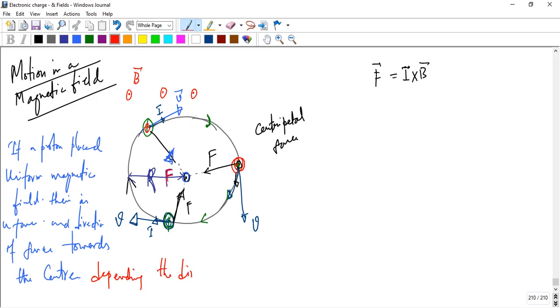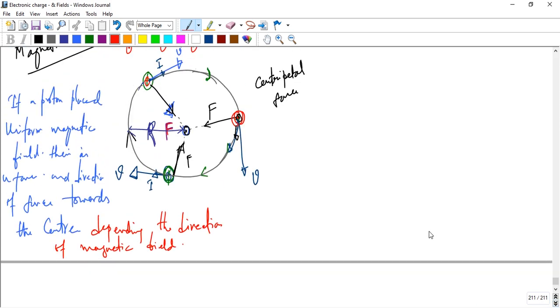It depends on the direction of the magnetic field, and obviously the current direction. Okay, so the charge experiences a center seeking force, which is called centripetal force. This charge experiences a force, and this is called centripetal force or center seeking force.